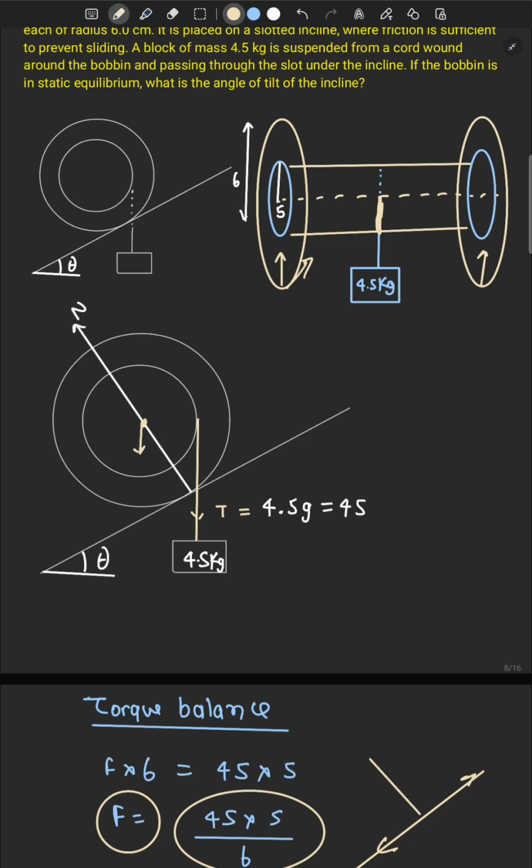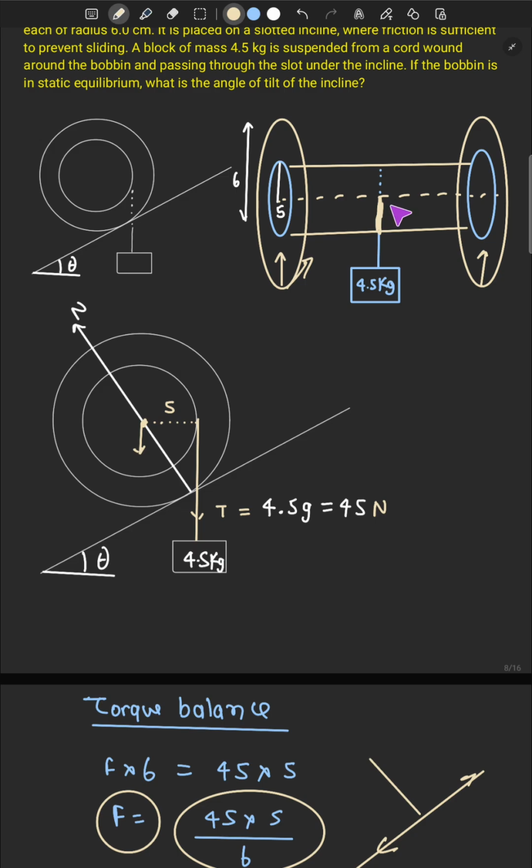Now this block of 4.5 kg is also in equilibrium, so the tension has to be equal to its weight. So tension is equal to 45 Newton. Now this is one more force, 45 Newton, which is acting on this and is going to provide a torque. What is the distance of the line of action of this force from the axis? This is equal to 5.